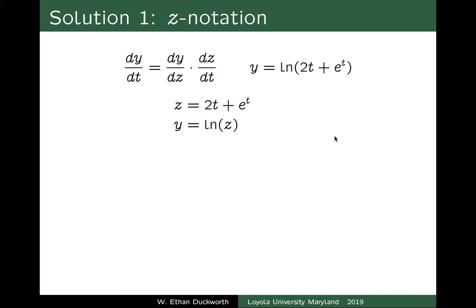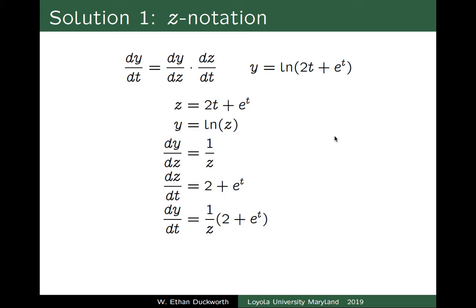So let's start with the formula ln of z and take the derivative of that. So the derivative of ln is 1 over, and so this would be 1 over z. Okay, now let's look at the other formula, 2t plus e to the t, and take the derivative of that. And so 2t, the derivative becomes 2, and e to the t, the derivative is still just e to the t. And so dz over dt equals 2 plus e to the t. And what the chain rule says is that we should simply multiply those two formulas together for the derivative. So 1 over z times 2 plus e to the t.